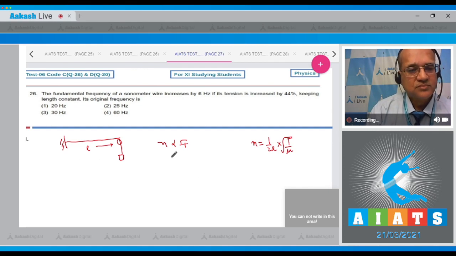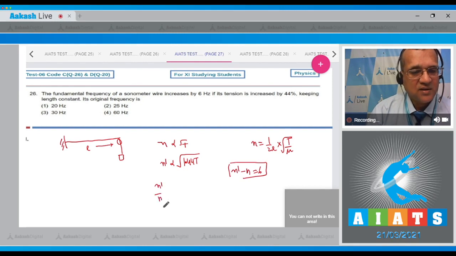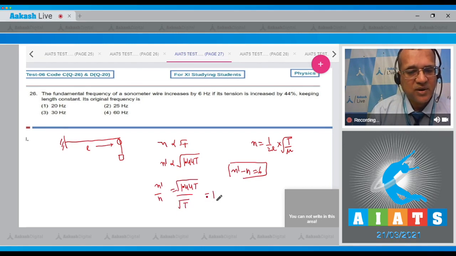In the second case, the tension is increased by 44%, so it becomes 1.44 T, and the fundamental frequency of the sonometer wire increases by 6, that is N dash minus N is equal to 6. Let's solve just by dividing. So this is root of 1.44 T divided by root of T. So it is root of 1.44, which is equal to 1.2. We can write it as 6 by 5.